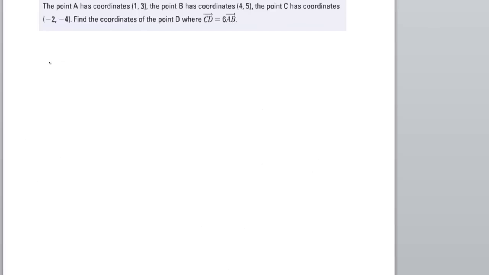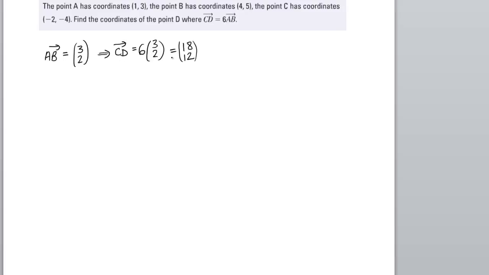The point A has coordinates 1, 3, B 4, 5, and C -2, -4. Find the coordinates of another point D where the vector CD is 6 lots of the vector AB. So our first job is to find the vector AB, and that's the vector that would take us from the point A to the point B, which is 3 to the right and 2 up, which therefore means that CD is 6 lots of this vector, which is 18, 12.